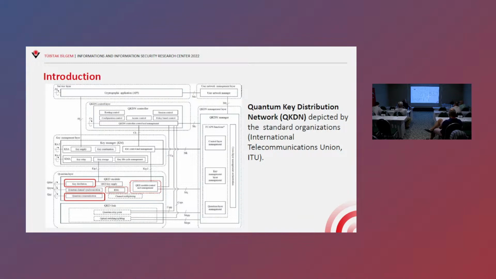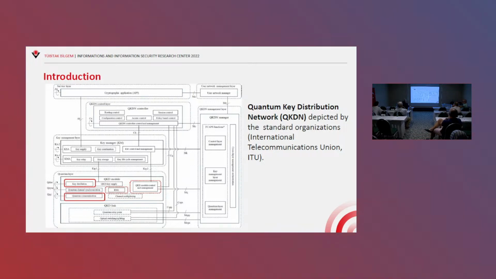So all these organizations, and Bilgem, also from TÜBİTAK, we are participating in these standards organizations, and we try to contribute to these standards that will, I think, be finalized in the very near future.